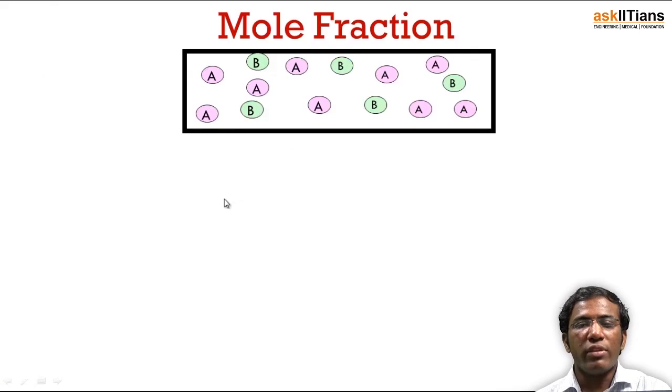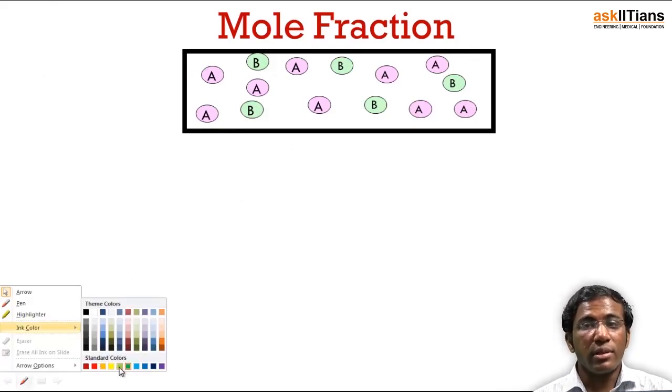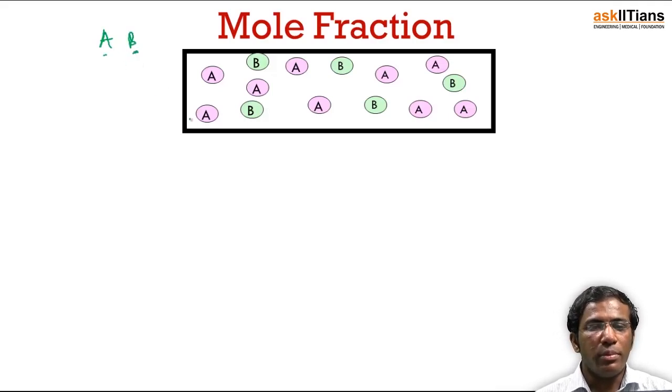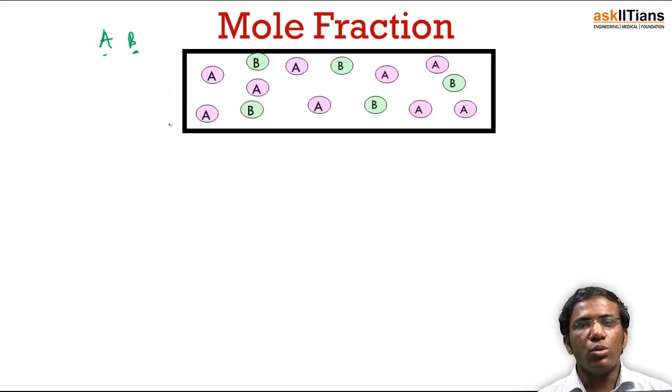Next is mole fraction. Mole fraction is another way of expressing the concentration of a solution. So let's take a solution. The solution contains only two components. One is A and the other is B. Since it contains only two components, we can call it a binary solution.